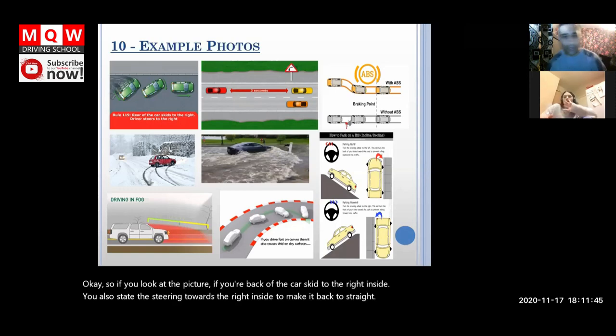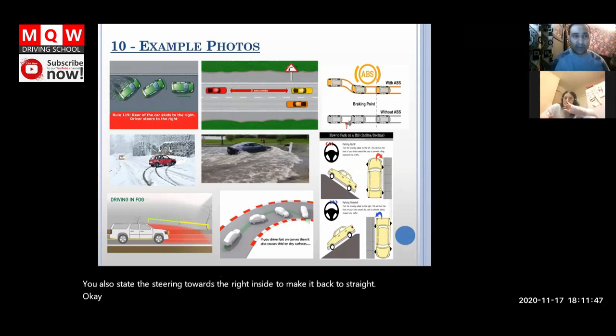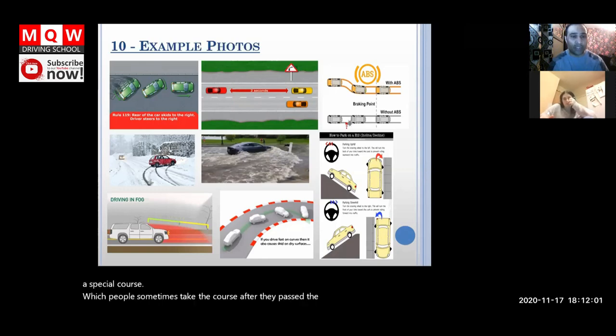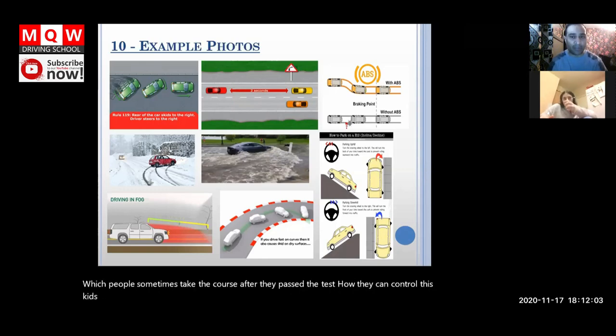When we teach you the driving lessons, we also teach you this, but we are unable to take you someplace where you're actually going to skid. This is a special course, which people sometimes take after they pass the test, to learn how to control skids if it ever happens to them. But we can give you the information, so at least for the safe side, you know how to do this.